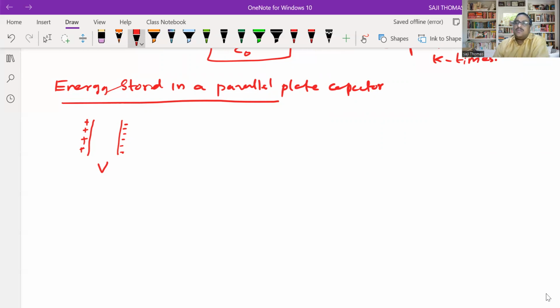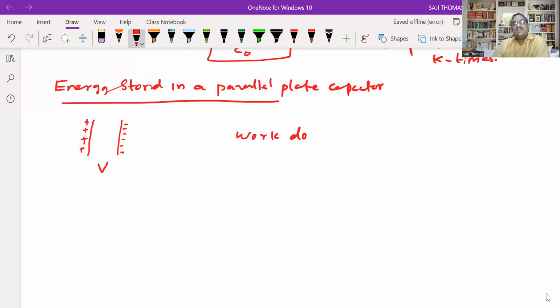Suppose we move dq amount of charge, dq coulomb of charge between the plates. What will be the work done? Work done to move 1 coulomb charge is V. So work done to move dq charge is V dq.